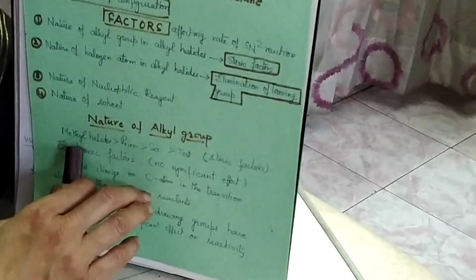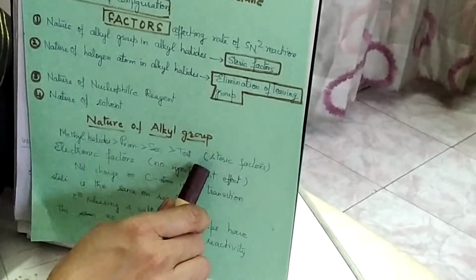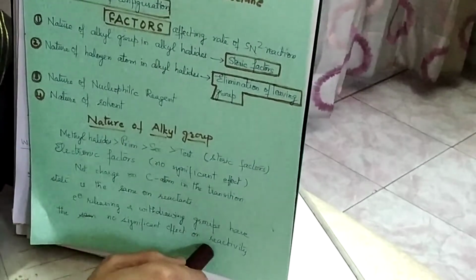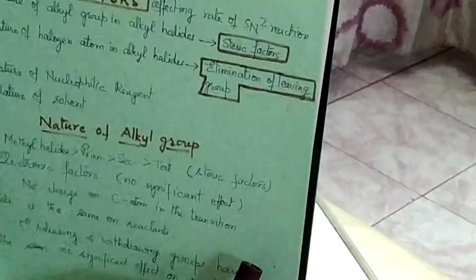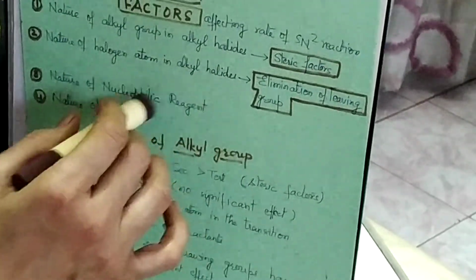When we take different alkyl halides like primary or secondary or tertiary, then how will the reaction rate be affected? So that we'll discuss perhaps tomorrow, and we'll take up other factors as well.